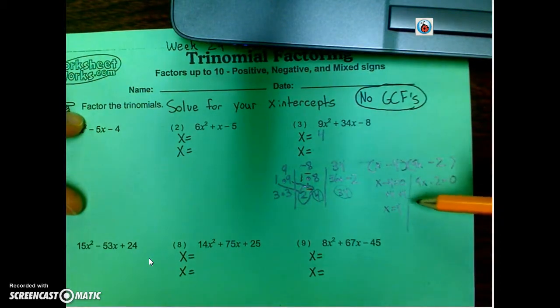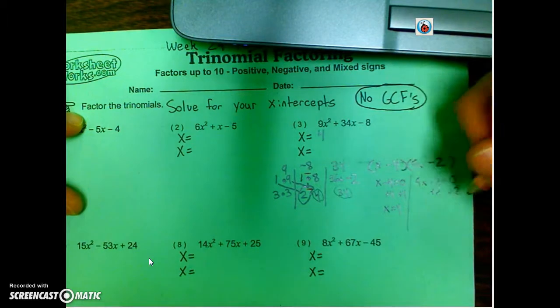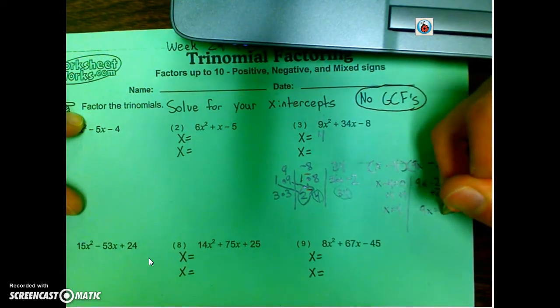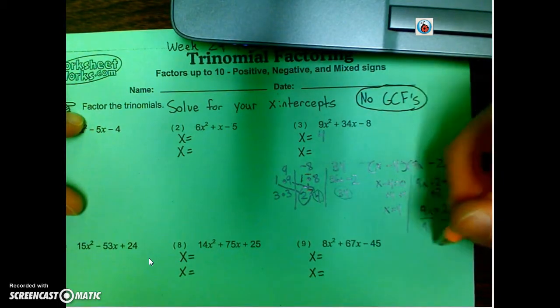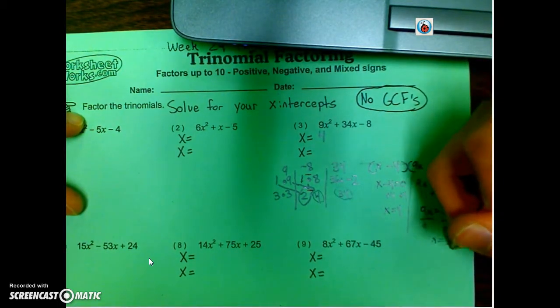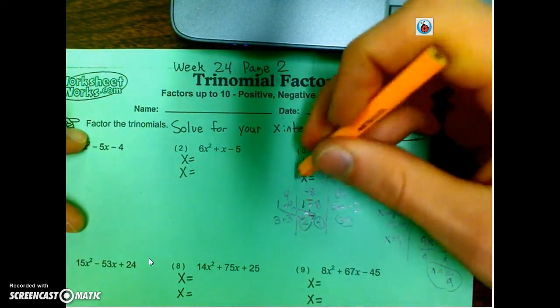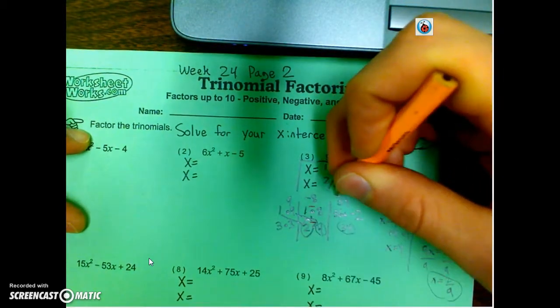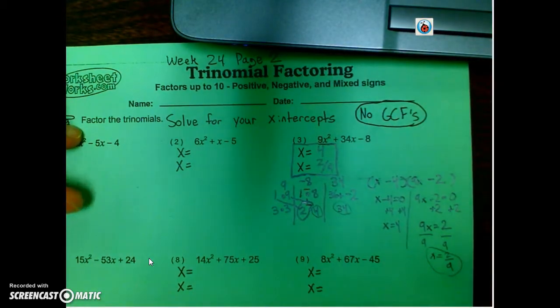All right, on this one here, we got 9x minus 2 is equal to 0. I'm going to add a 2 to both sides. We get that 9x is equal to 2. When I divide both sides by our 9 here, we get that our x is equal to 2 over 9. And this is telling us the two spots where we will cross over our x-axis.